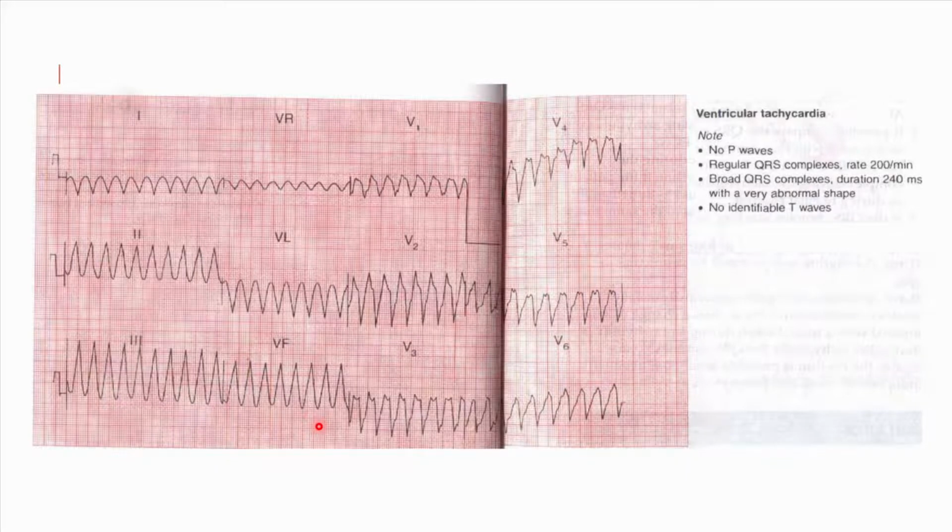As you can see, here is ventricular tachycardia. We can't see any P waves on this ECG. Usually there are regular QRS complexes at a rate of 200 beats per minute in this case, and the QRS complexes are pretty broad.